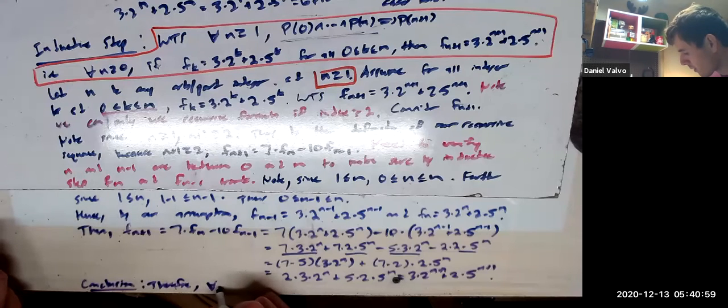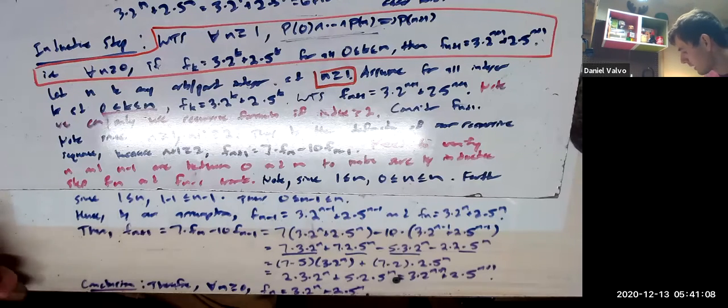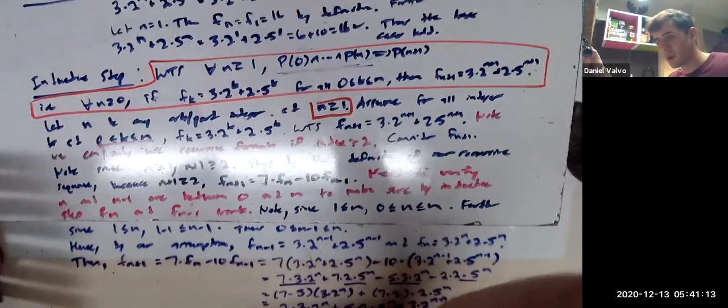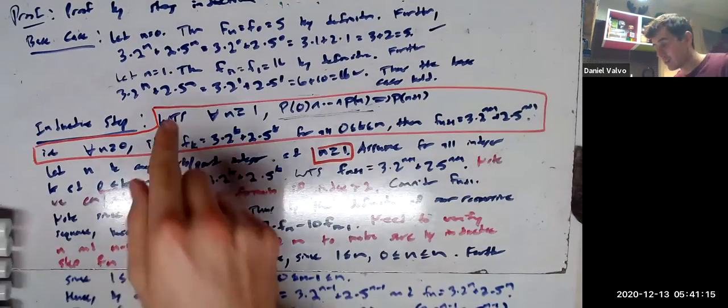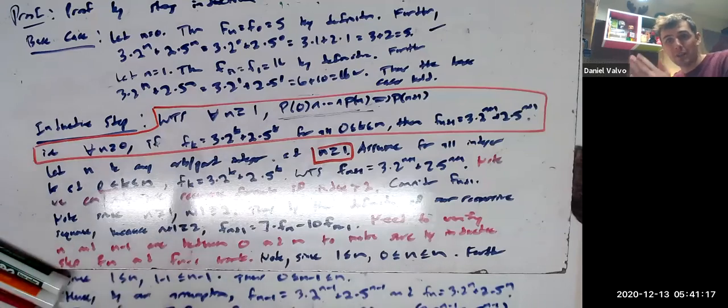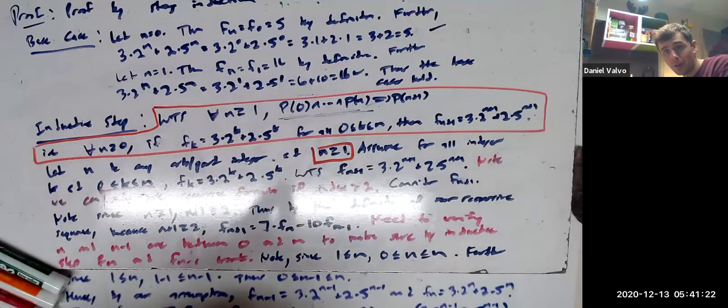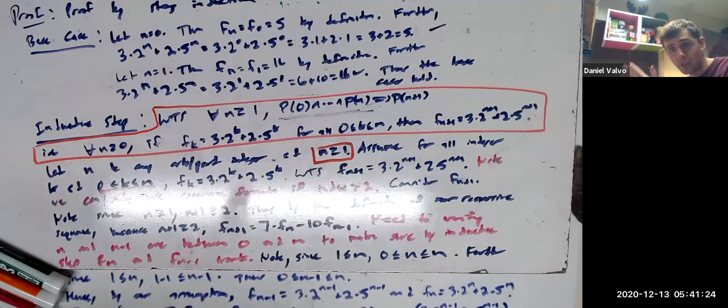Therefore, for all n greater than or equal to 0, f of n does in fact equal 3 times 2 to the n plus 2 times 5 to the n. Because if it works for the 2 previous, it'll work for the next one. And by our base case, it works for f of 0 and f of 1, the OG 2 previous. So it works for f of 0, f of 1. By our inductive step, it'll work for f of 2. And by our inductive step, as it works for f of 1, f of 2, it'll work for f of 3. So it works for f of 2, f of 3. By our inductive step, it works for f of 4. It works for 5, 6, 7, 8. It works for everything. Conclusion, done.